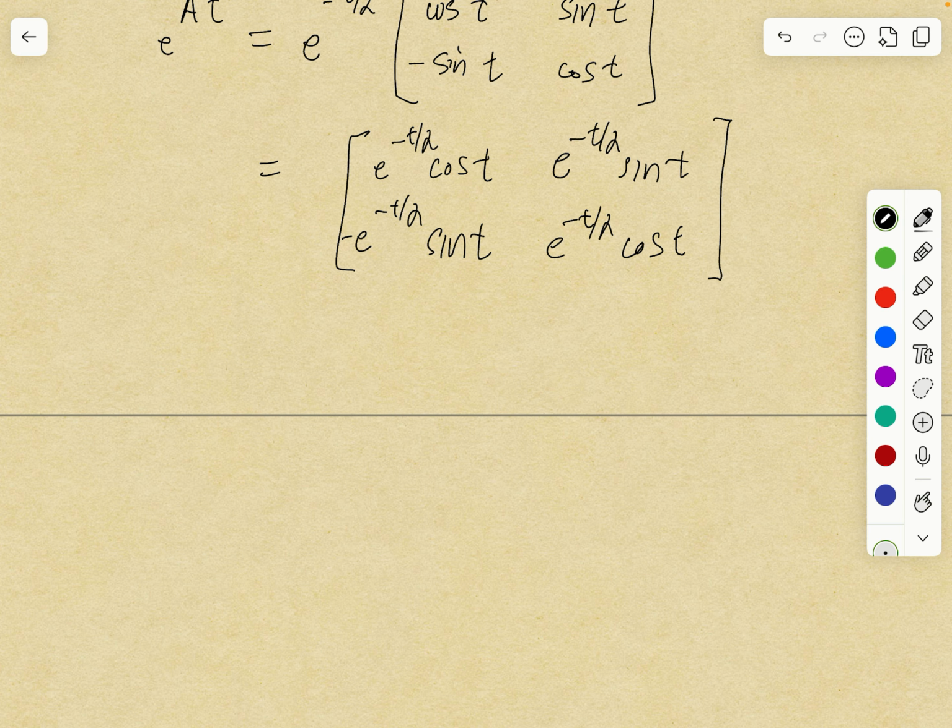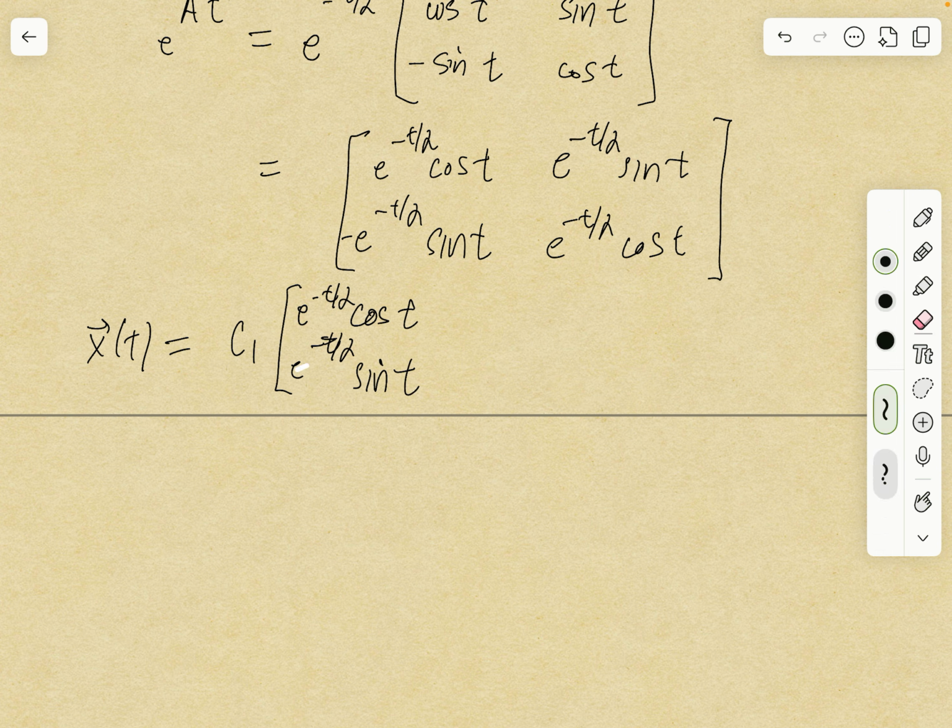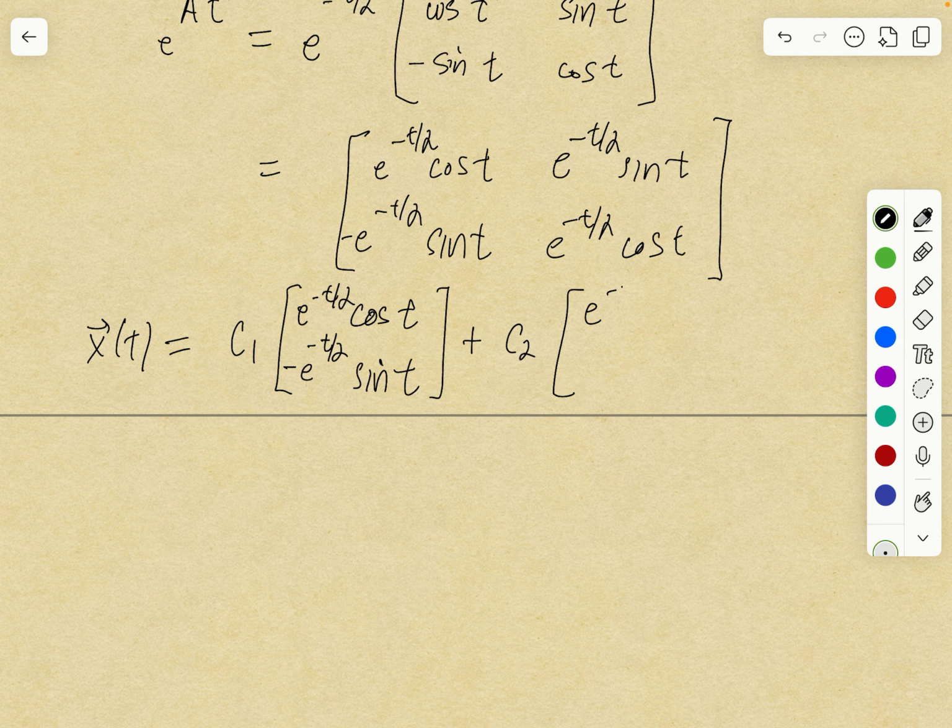So the general solution is x of t equals c1 times the first column plus c2 times the second column. And that's it. That's the general solution.